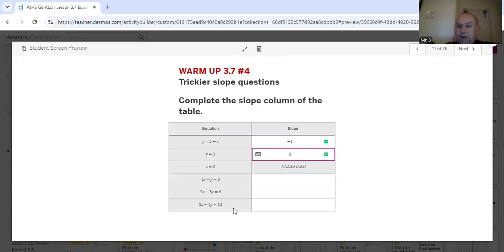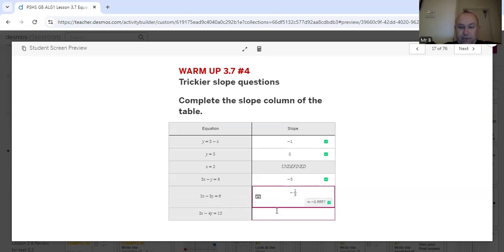And then for this one, this is where I need a little bit of paper, and you'd have to make these into slope-intercept form first. So this would be y equals negative 5x plus 8, so that would be negative 5. 2x plus 3y equals 6. If you rearrange it, it would be y equals negative 2/3 x. So I know this is going to be negative 2/3.